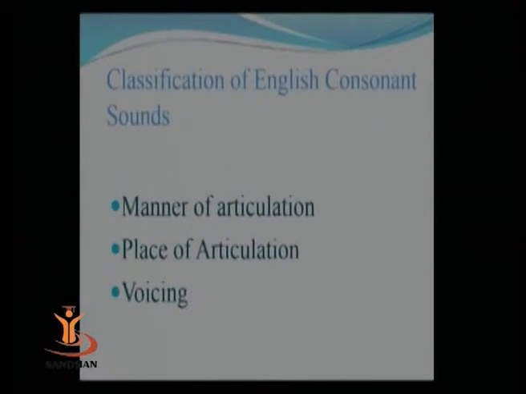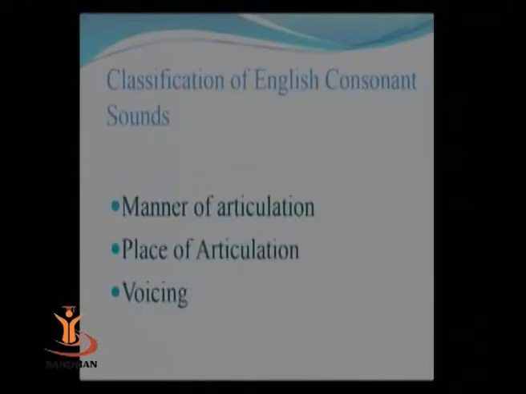Consonant sounds in English are categorized from three different points of view. The first is manner of articulation. How the consonant is produced. Based on that, divisions are made. The second category is place of articulation.